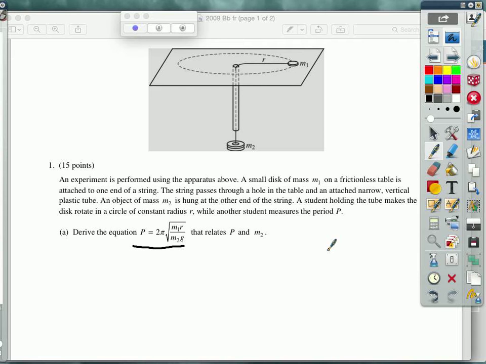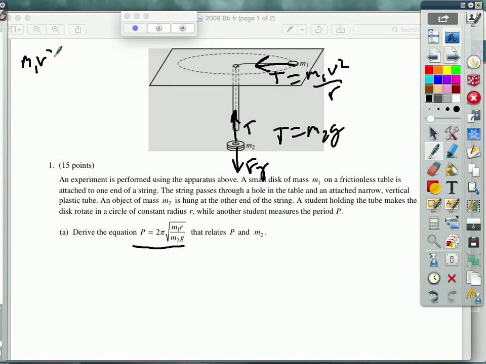So you see this, what's the first thing you should do? Yeah, force diagrams. So you see tension going in there, and so you know that's T equals M1 V squared over R. And then you see tension up, and you see FG down, so that's T equals M2G. Have I lost anybody? That should make sense, right? And then just like on your lab, hopefully you remember, especially because it's on some plate thing, I don't have to worry about an angle. So this is going to be M1 V squared over R equals M2G.